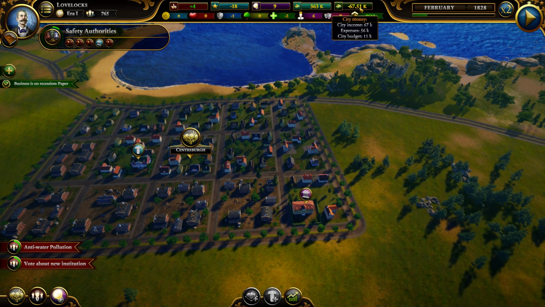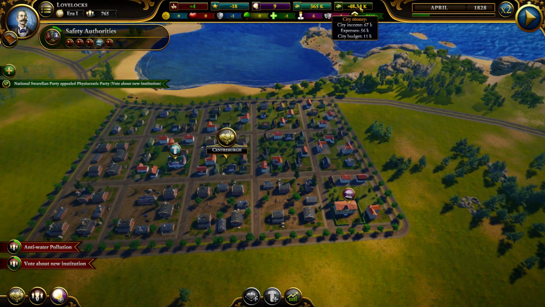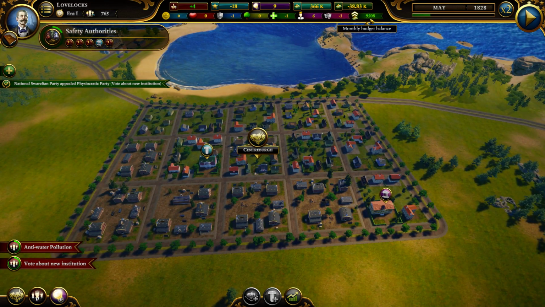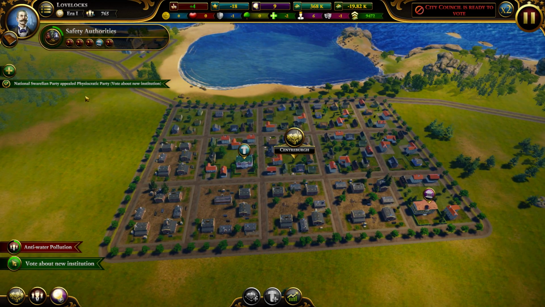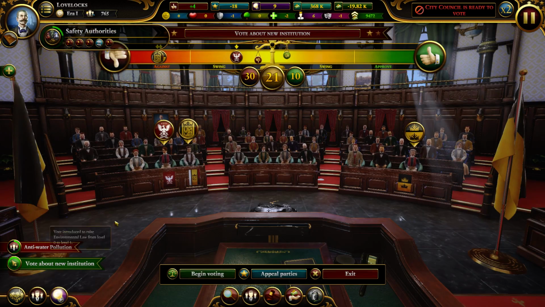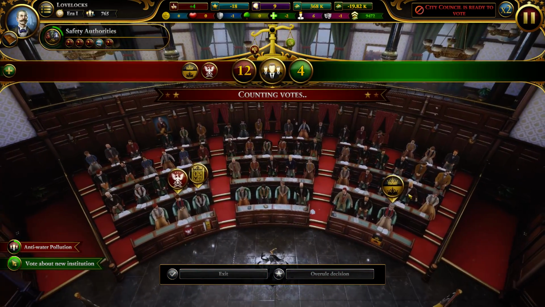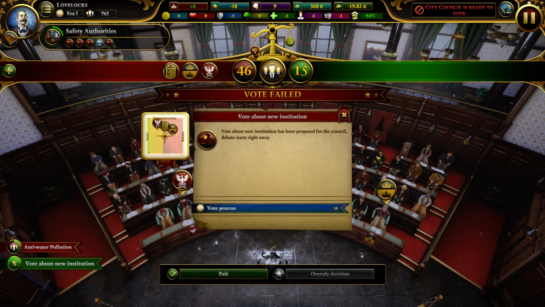We're running a deficit again. No. Hold on. Expenses? No, we're actually making money now. Ready to vote. But the new institution. Just get it over with. Why would we want a train station?